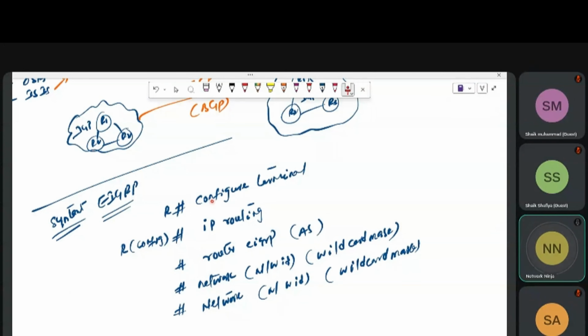So the very first thing, you need to enter into the configure mode, global configuration. Then you need to enable the routing engine, the routing process in the router, with the help of this command, IP routing. Then the syntax is router EIGRP and the AS number, network space, network ID, and wildcard mask. So now what is exactly the wildcard mask? We need to understand what a wildcard mask is.